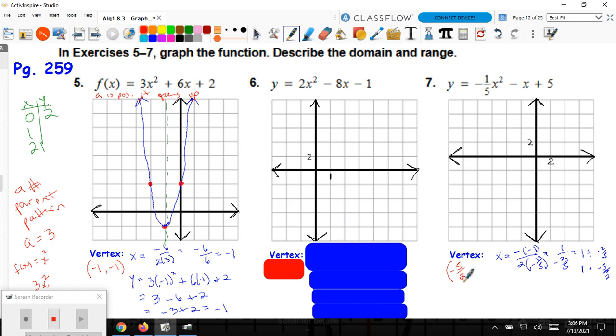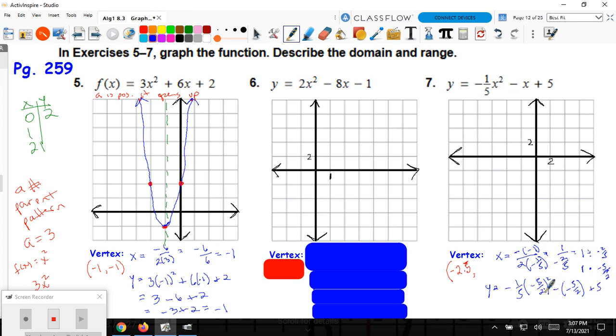5/2 would be 2.5. So it's probably going to be easier to see it as a decimal. So let's put 2.5 here. Okay, so now we've got to find our y-coordinate. So we're going to put the -5/2 in, so that's why it's a little bit challenging when it's got a fraction. So we have the -1/5 times -5/2 squared minus -5/2 and then plus 5.